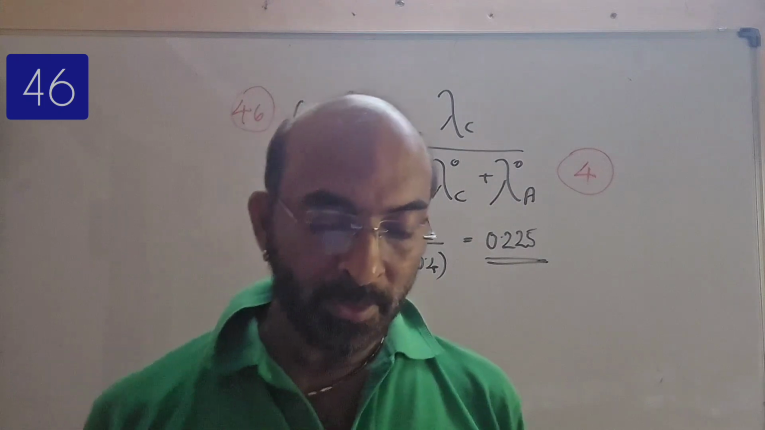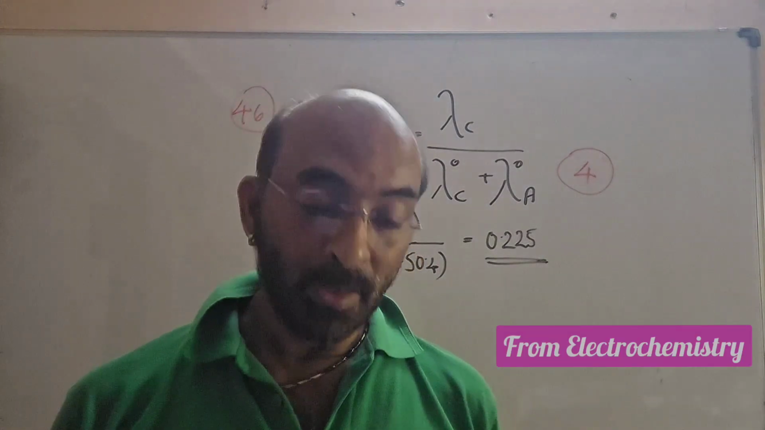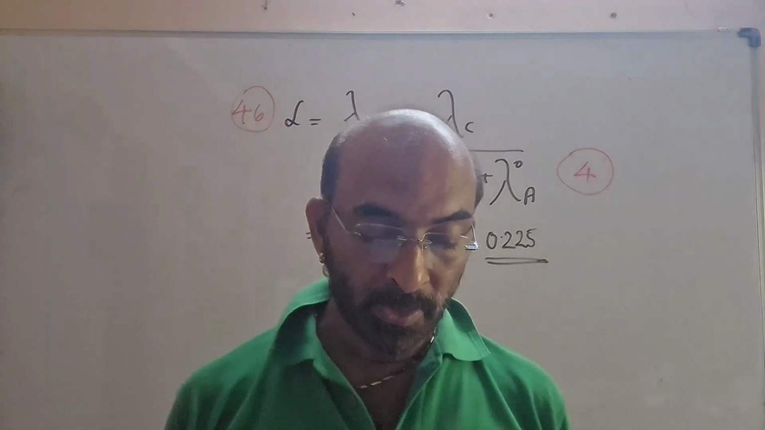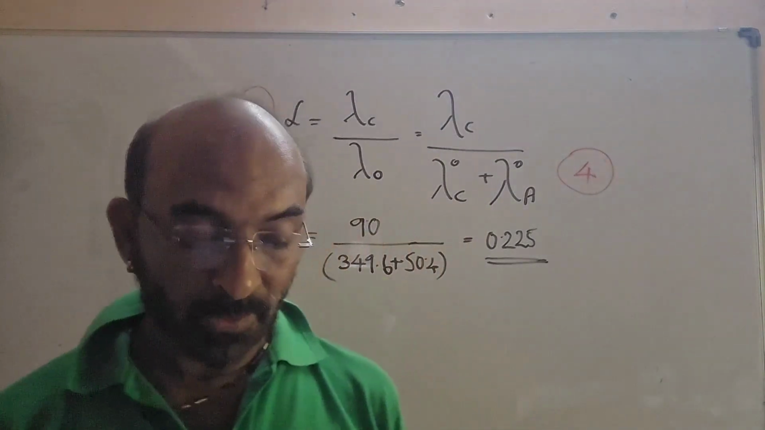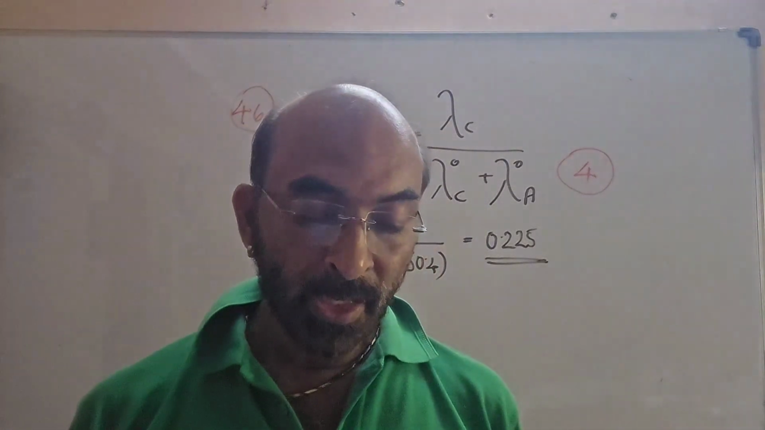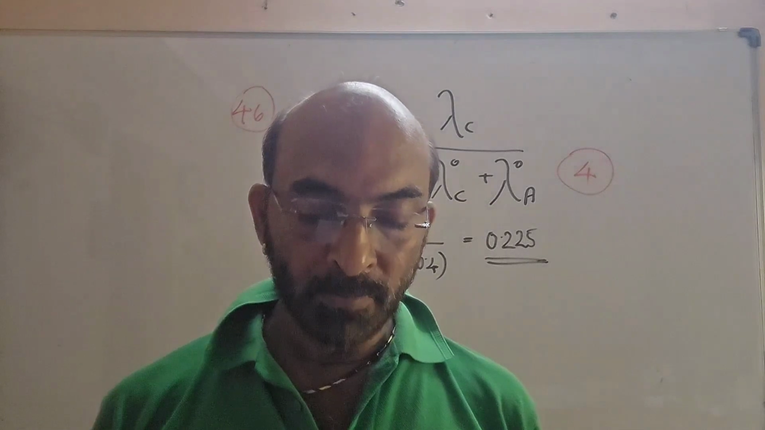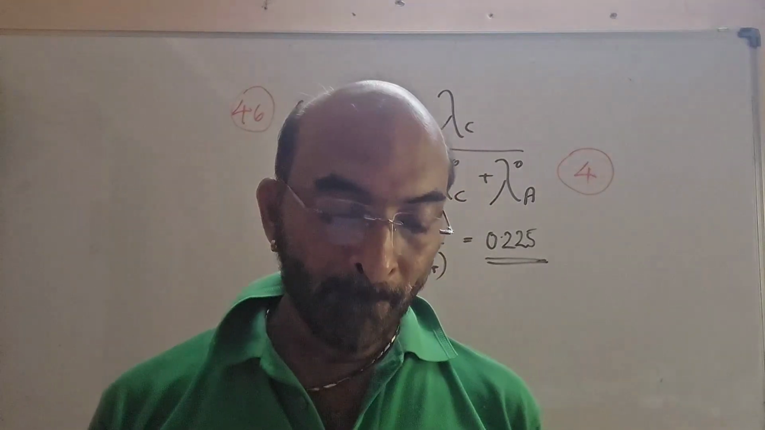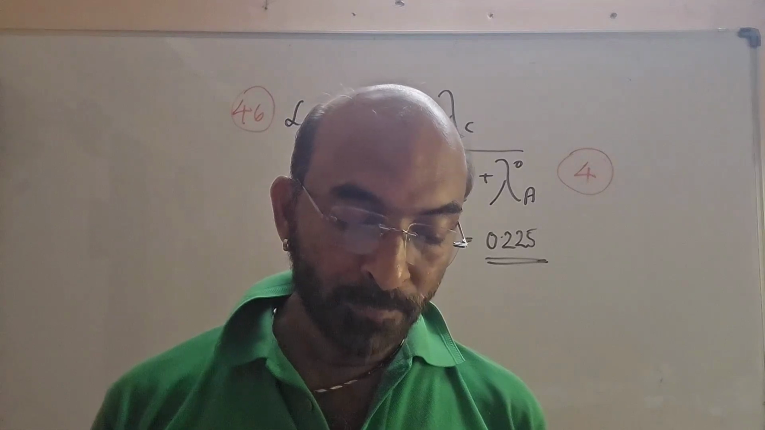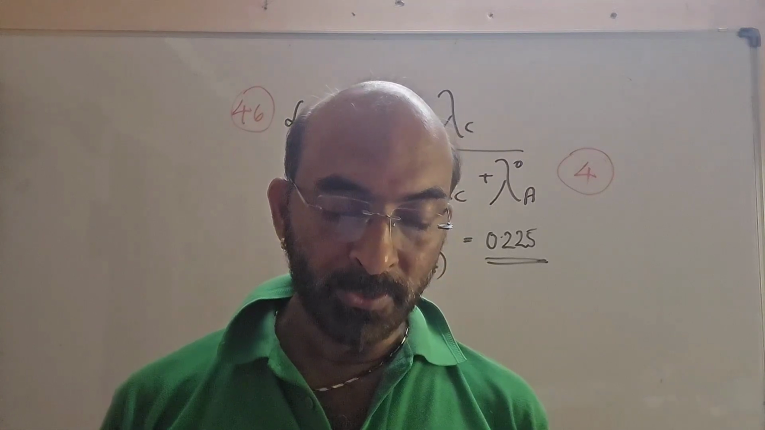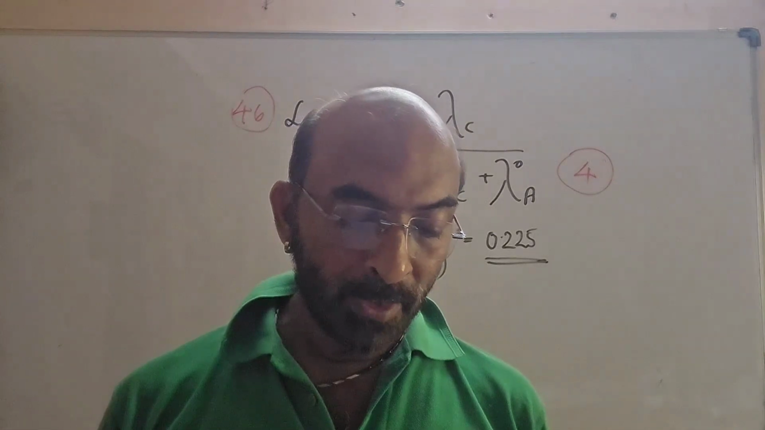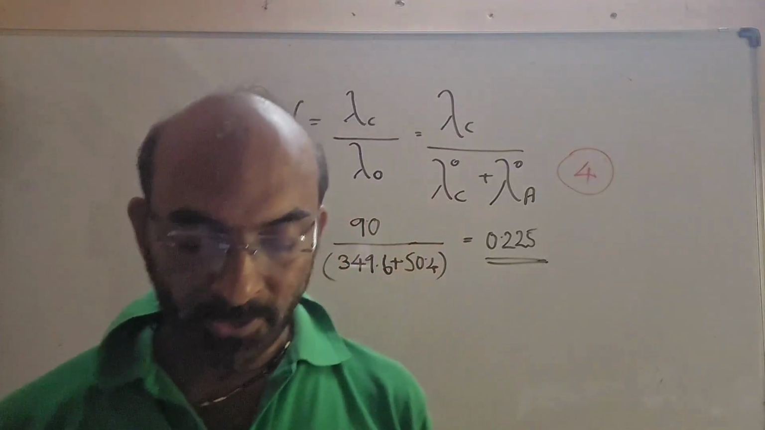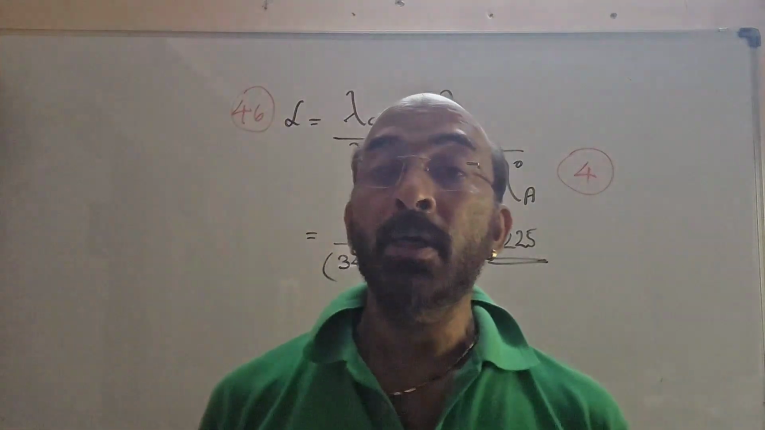The question is like this: if the molar conductivity lambda molar of a 0.05 mole per liter solution of monobasic weak acid is 90 Siemens centimeter square per mole, its degree of dissociation will be? Assume lambda 0 plus is equal to 349.6 and lambda 0 minus is 50.4, both in Siemens centimeter square per mole.